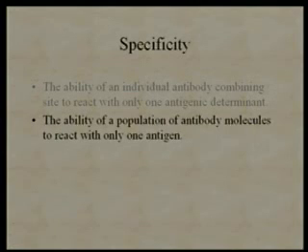So we had a population of antibody molecules, but they only reacted with one antigen. It didn't react with all the other immunoglobulins. Okay? That's an example of specificity. So we would say that antiserum was specific for IgM.